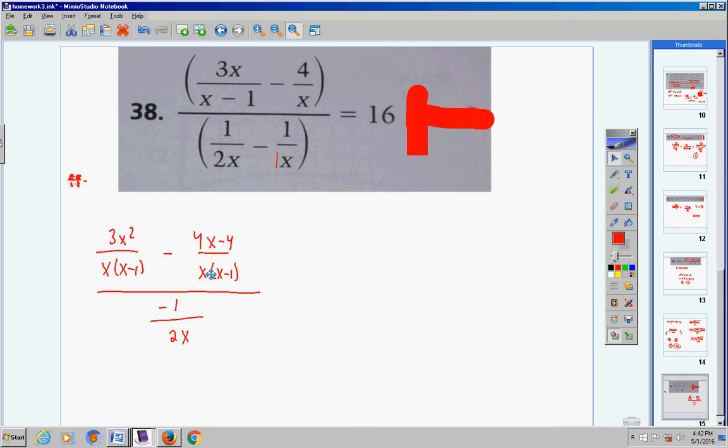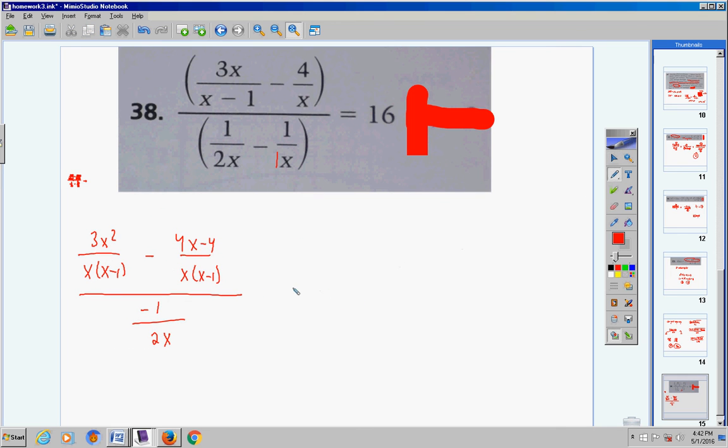Let's take our top two fractions and put those together, okay? So I have a common denominator of x negative 1. Now let's put these two together. Now be careful, this negative sign goes to your entire numerator. So I have 3x squared. This positive becomes negative. And this negative right here becomes positive. All over negative 1 over 2x.